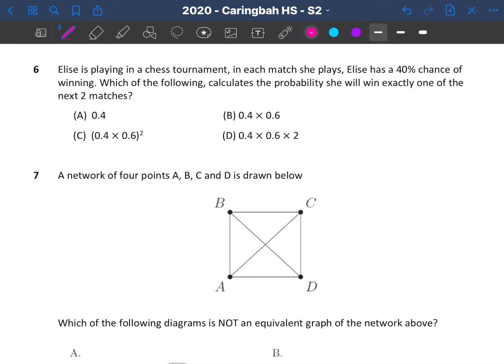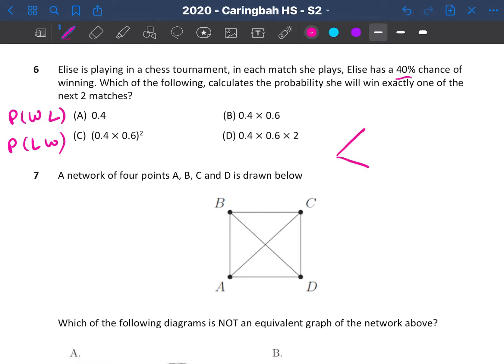Elise is playing a chess tournament in which each match she plays, Elise has a 40% chance of winning. Which of the following calculates the probability that she will win exactly one of the next 2 matches? I'm going to represent this as a tree diagram just so you can see how we go about doing this. You could obviously just do this logically, in your head. If I want her to win exactly 1, then obviously I'm after the probability of her winning and then losing, and the probability of her losing and then winning. Okay, there is no other outcome. But I will show you that on a tree diagram.